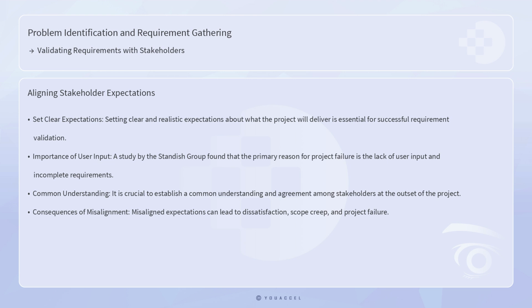Furthermore, aligning stakeholder expectations is essential for successful requirement validation. This involves setting clear and realistic expectations about what the project will deliver, the timelines involved, and the resources required. Misaligned expectations can lead to dissatisfaction, scope creep, and project failure. A study by the Standish Group found that the primary reason for project failure is the lack of user input and incomplete requirements. Therefore, it is crucial to establish a common understanding and agreement among stakeholders at the outset of the project.